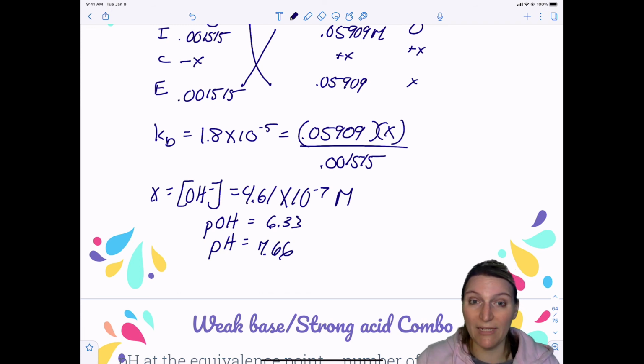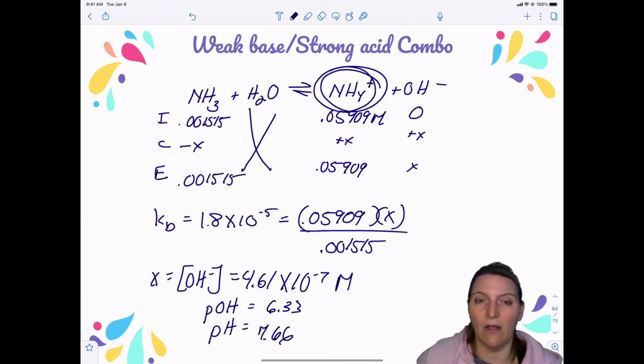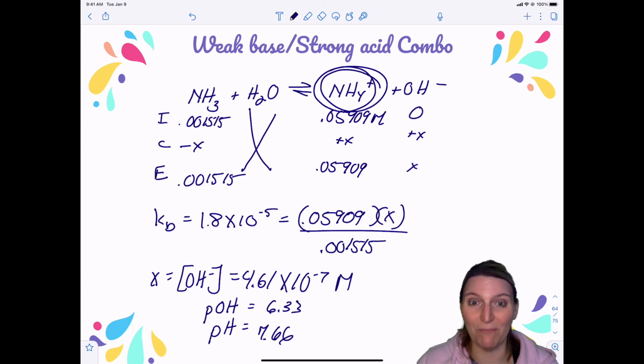It's still a little basic. It's above the neutral pH. It's still a little basic, but it's really close to the pH at the equivalence point. The pH at the equivalence point, remember we said, is going to be a little bit acidic because now all we're going to have is the ammonium ion, the weak acid, or the conjugate acid of the weak base. So we'll do the next group of problems in the next video.